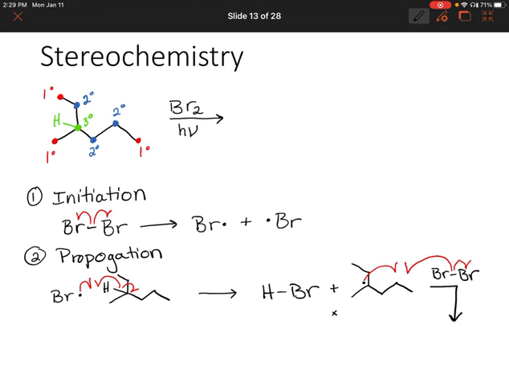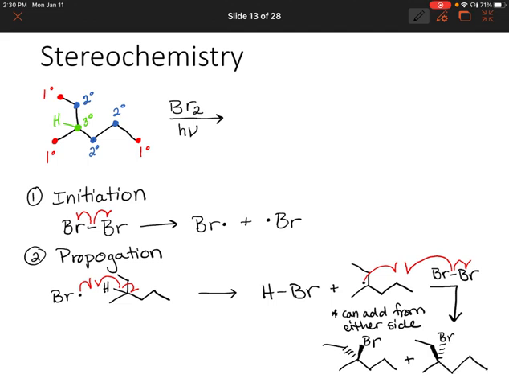So let's just make a note. Can add from either side. So we could end up with, let's see, bromine in a wedge, and then our ethyl group in a dash. Or we could end up with bromine in a dash and the ethyl group in a wedge. And of course we also have our regenerated bromine radical.